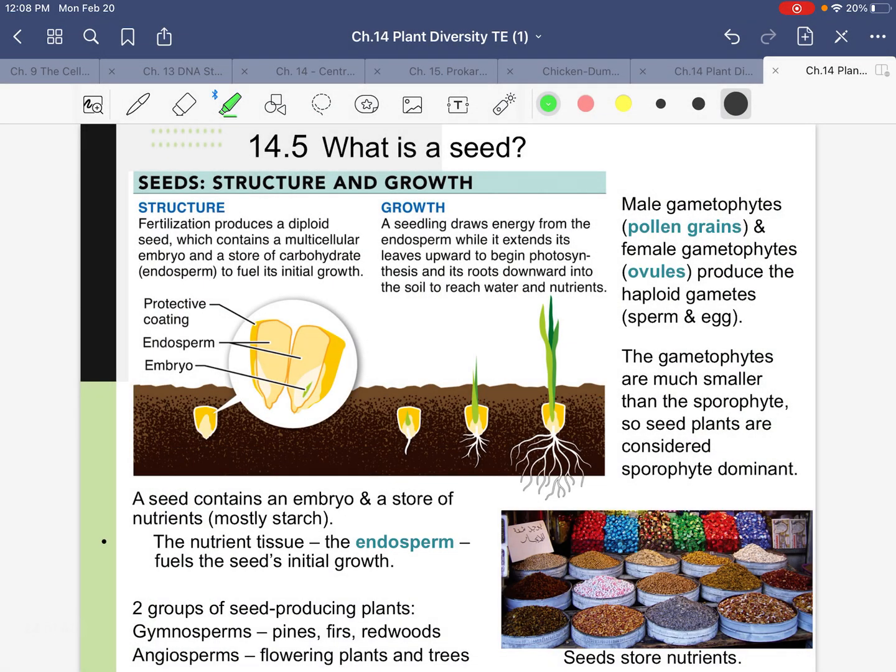All right, here's a picture of our seed and our seed structure. There's the endosperm right here that's useful for providing nutrition to the plant. So that's for food storage.